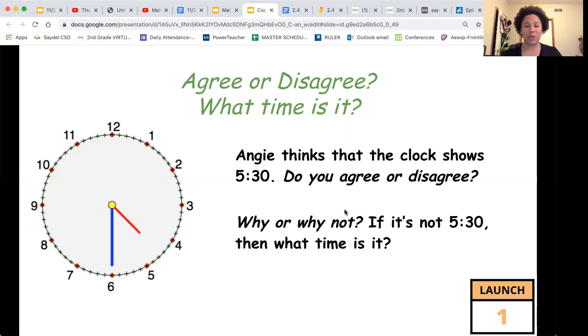If you said you disagreed, that would be right. If you look at our hour hand, it is pointing between the 4 and the 5. If it would be pointing between the 5 and the 6, then it would be 5:30 because it'd be past the hour of 5. But this hour hand is not past the hour of 5, so we know that this clock is reading 4:30. So it's not 5:30, Angie, it is 4:30.